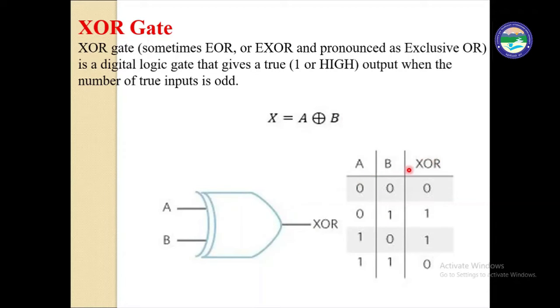This is the truth table, and again we have two inputs and 1 output. If both the inputs are the same, we'll get 0 for the XOR output. If one input is high, then we'll get the output 1. Again, if this A input is 1, meaning high, then we'll get the output 1. If both the inputs are the same, we will get 0 in the case of the XOR gate.